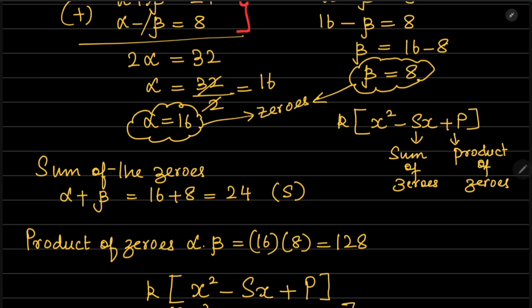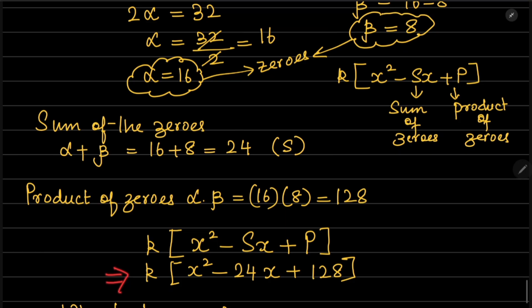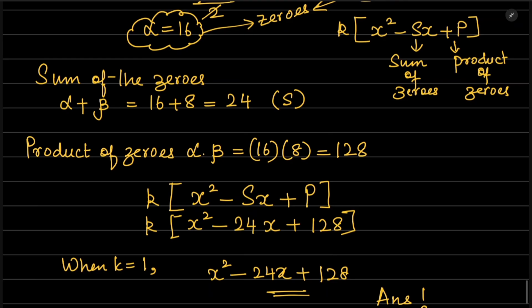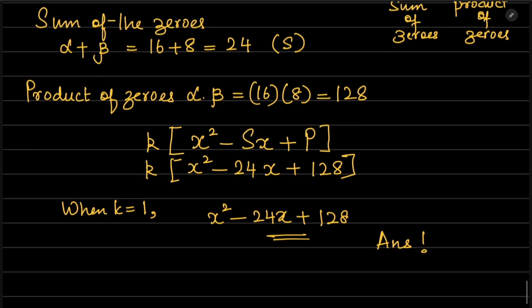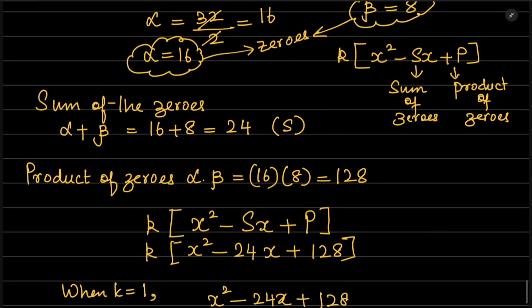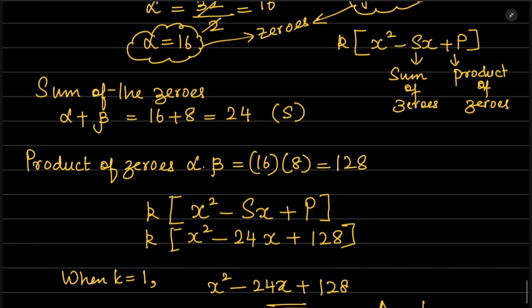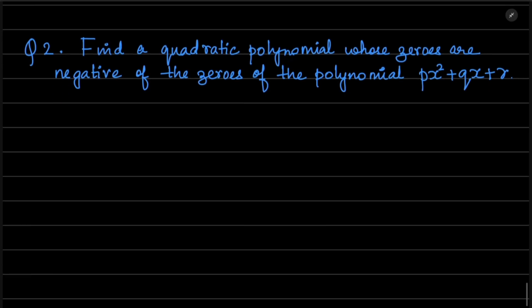Find the product of alpha and 0, that will be the product value, and just substitute it in this formula: k into x square minus sum of zeros into x plus product of the zeros, and there you get your answer. This is the required polynomial. It's a very good, very easy question to do. I hope you understood. Please pause the video and make sure you do it on your own and then verify your answer. Let's move on to the next question.